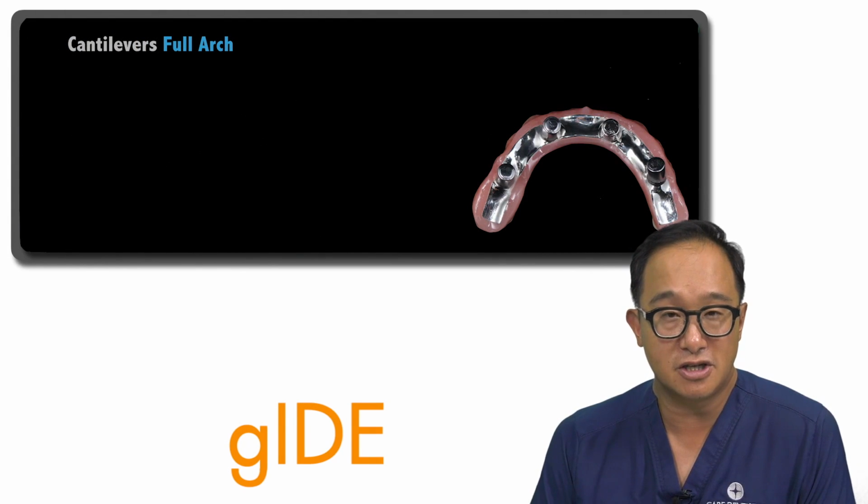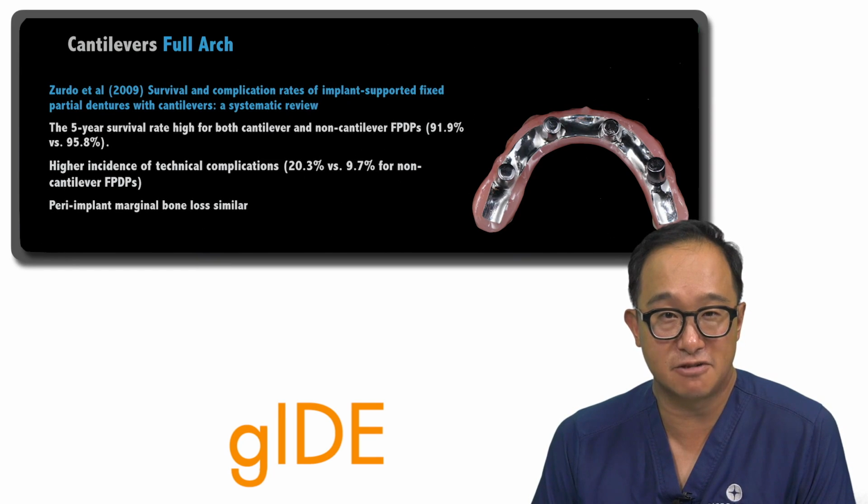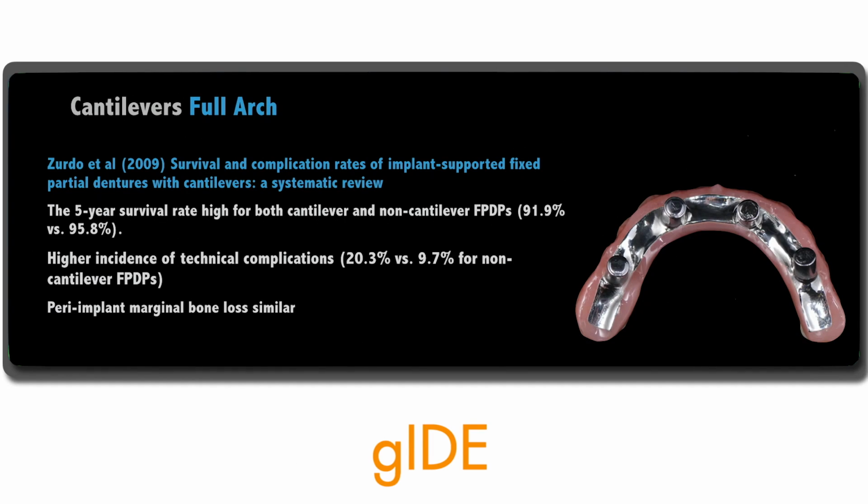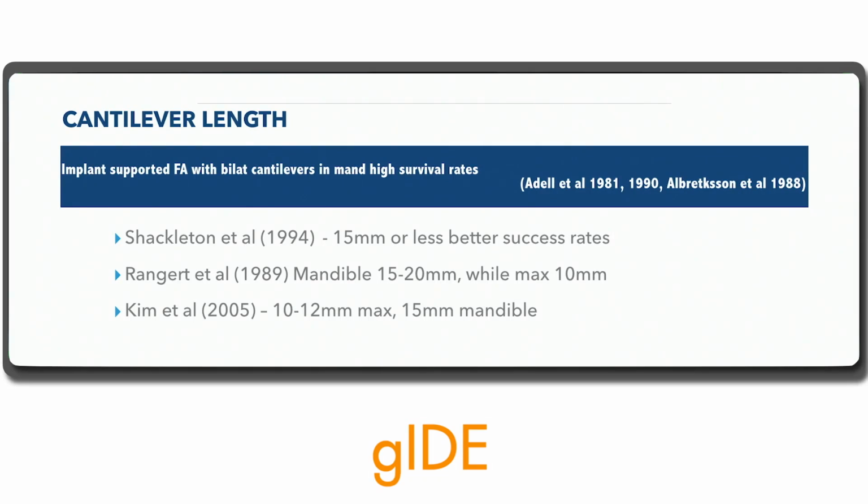Now, one of the concerns about cantilevers is this complication rate. Surdo in 2009 looked at the 5-year survival rates of cantilever and non-cantilever prostheses. They found that the cantilever prosthesis had a 91.5% survival rate, while that of non-cantilever is 95.8%. So there was a higher incidence of complications for the cantilever type prosthesis. But they found that the bone loss was very similar. So the peri-implant marginal bone response was still good even with these cantilever type prostheses.